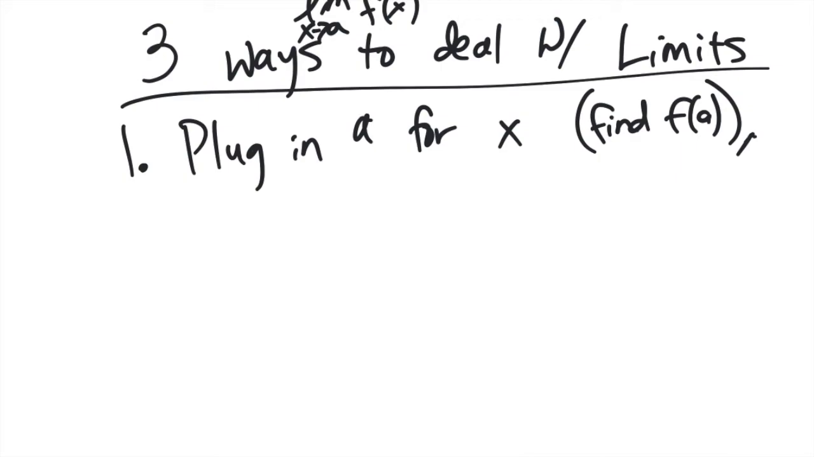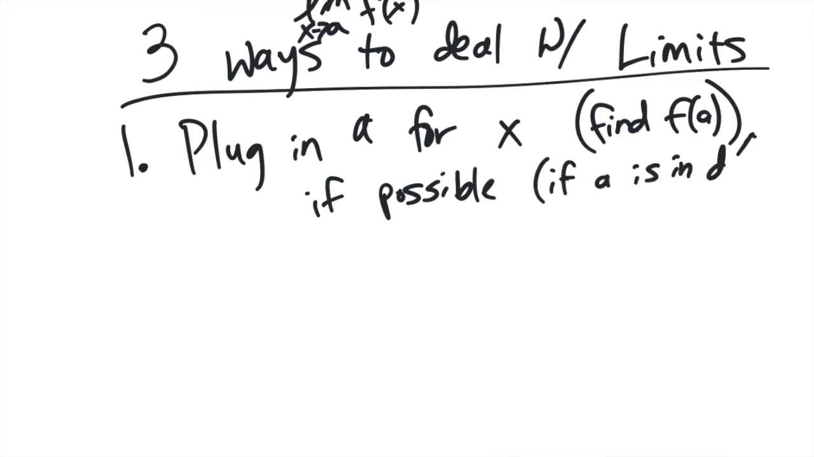We weren't allowed to do that because that wasn't in the domain. So I'm going to say plug in a for x if possible. Okay, if possible, in other words, meaning if a is in the domain. And we'll see examples of all of these, but that's a good place to start. Sometimes you can do that and you're already done at that point once you plug in. Sometimes you can't. Okay, so what do you do if you can't just plug in a value?